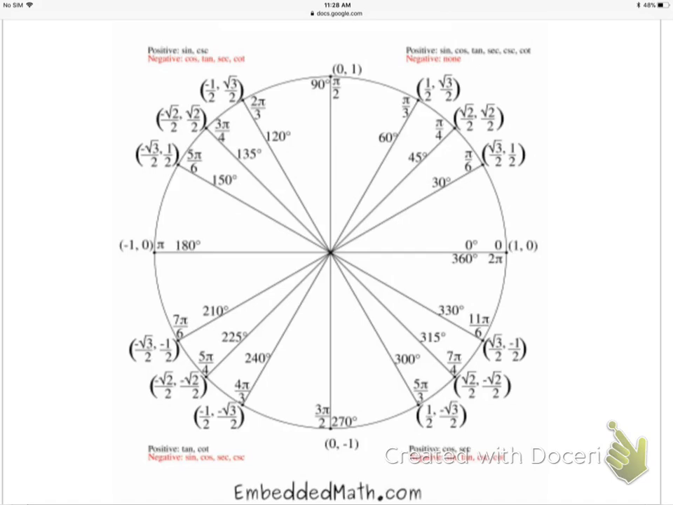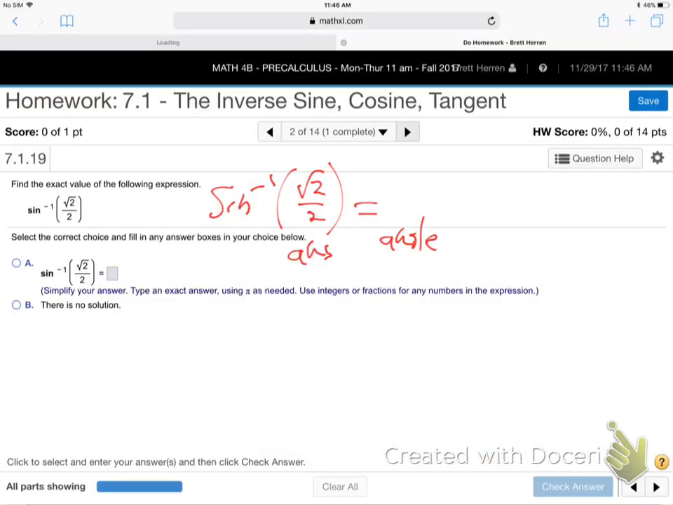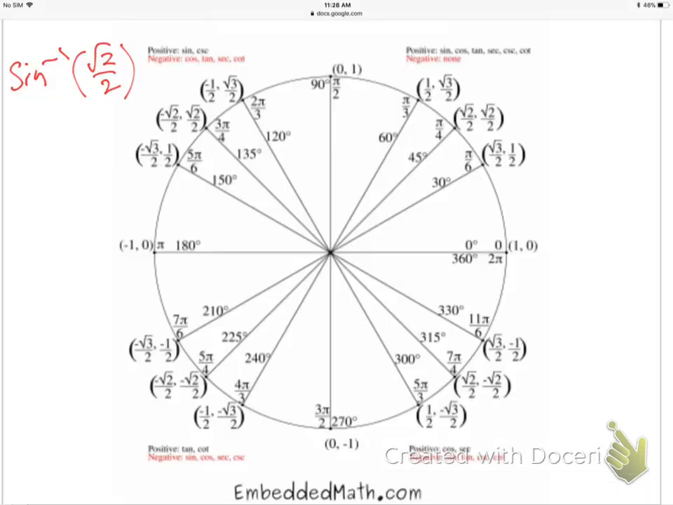Where is that thing? Did you find it on your unit circle? There we go. So what are we trying to do? Sine inverse of root 2 over 2? Yeah. Okay, so it's cosine, sine. So it's cosine, sine's right here.